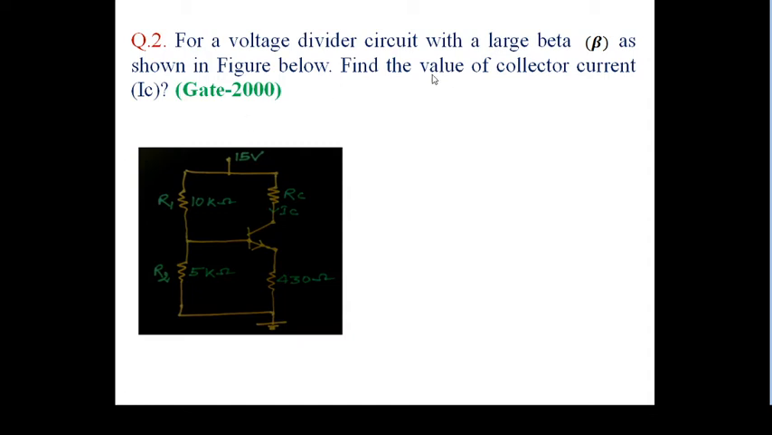If the beta value is very large, then in that case we have to think that the base current is nearly 0. IC equals beta times IB, so IB equals IC by beta. If beta is very large, we have to take the base current as nearly 0. The options are A 1 milliampere, B 5 milliampere, C 10 milliampere, and D 20 milliampere. So the correct answer is 10 milliampere.